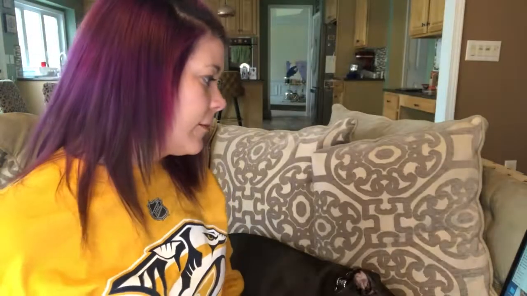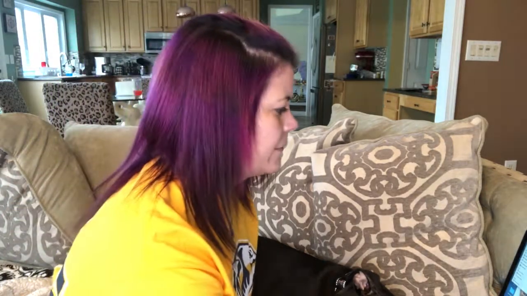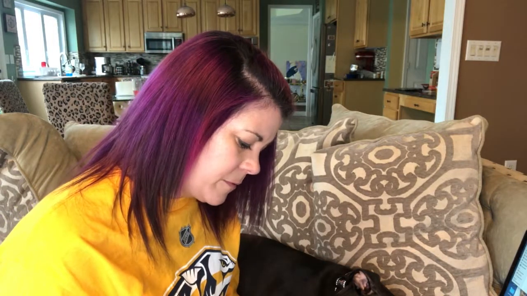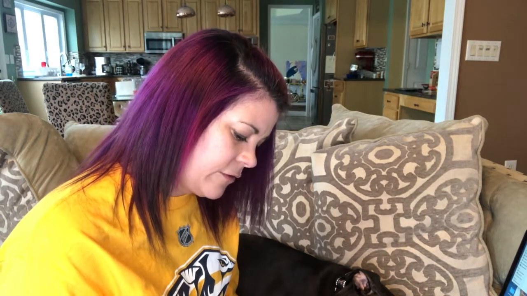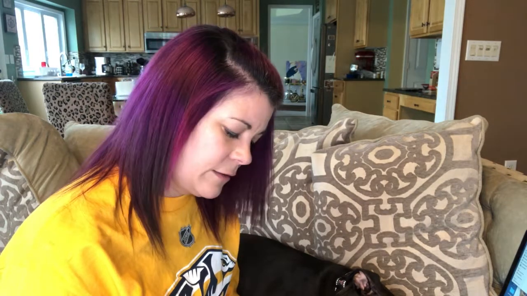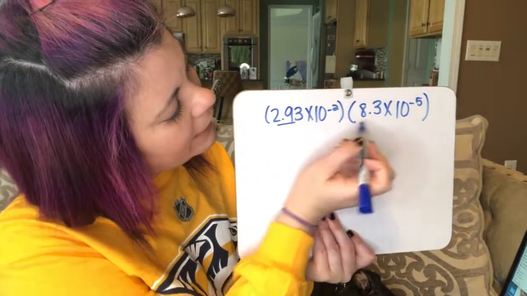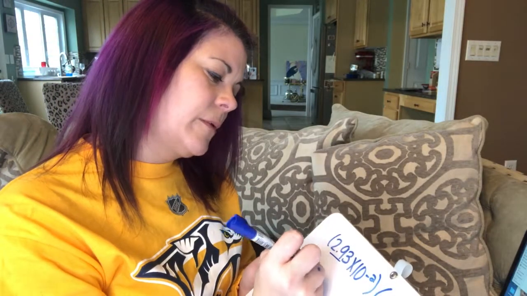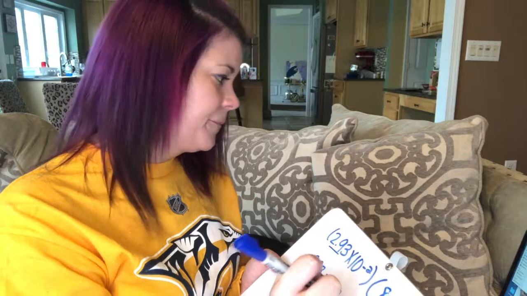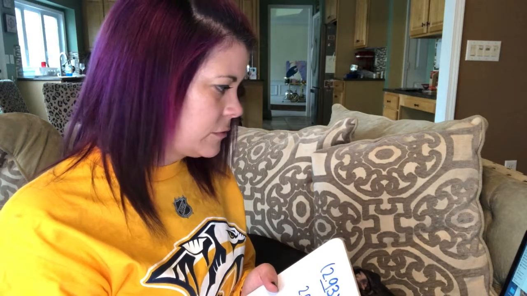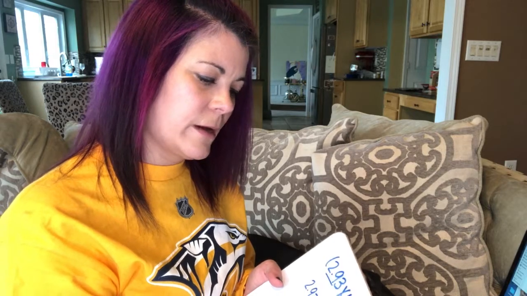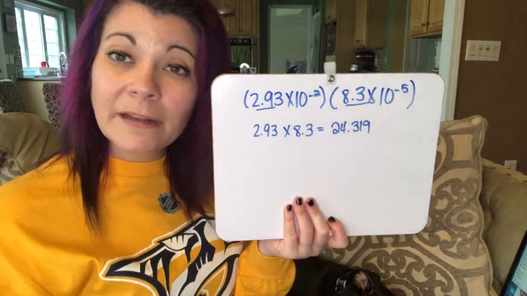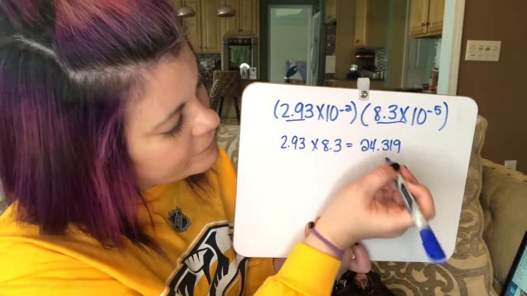Okay, so let's do another one. Do one more here. 2.93 times 10 to the negative 2 times 8.3 times 10 to the negative 5. So the first step you want to do is to multiply those numbers that are out front. 2.93 times 8.3 is equal to 24.319. And I'm going to, again, take this and put it in scientific notation first.